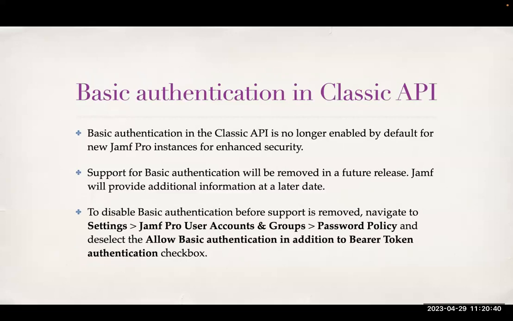Basic authentication in Classic API. I don't know how many people use APIs during enrollment and for their work. But if you remember, for basic authentication, we always have a curl command with -u and we provide a username and password. And then we call out the API string, either getting information from Jamf, updating information in Jamf, creating a new entry in Jamf, or deleting an entry. So this is the functionality of API.